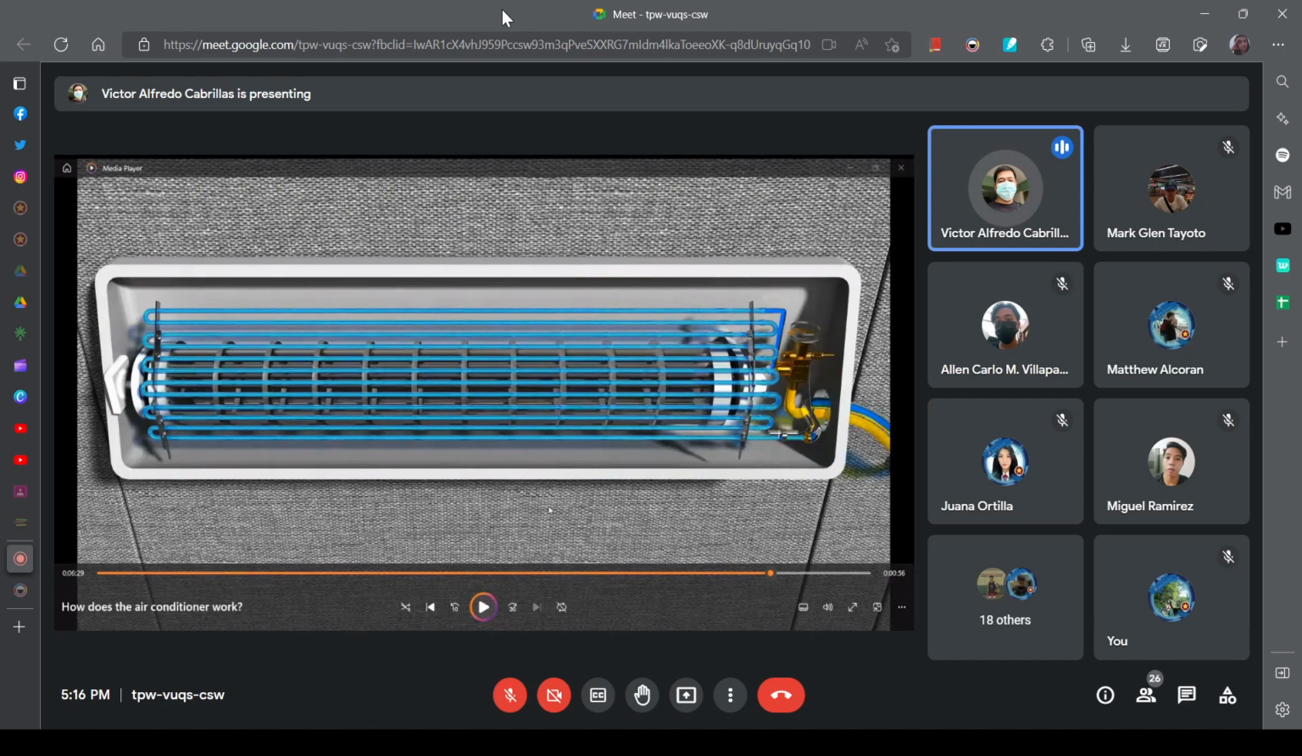So pagka naka-fan lang, yung blower lang ang aandar, so mas mabilis niyong mapapatunaw yung yelo kung sakali man nag-form sa evaporator. So mas mabilis po siyang matutunaw gamit yung blower lang. Okay? So ilalagay niyo lang sa fan setting.